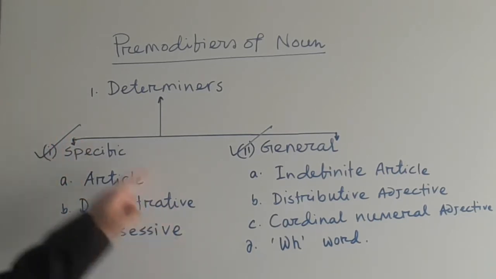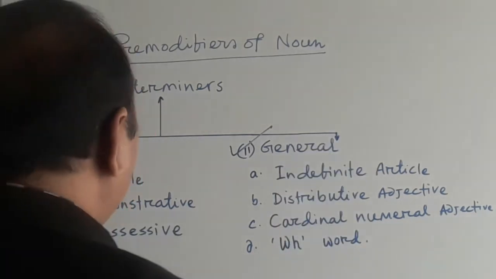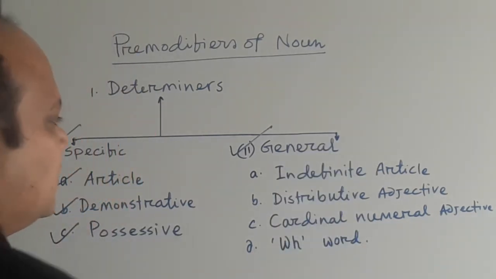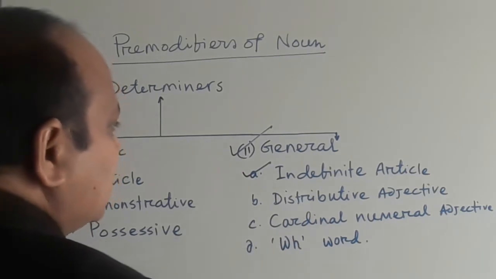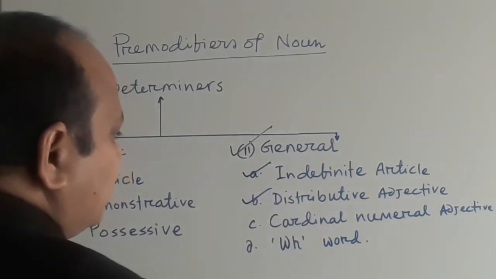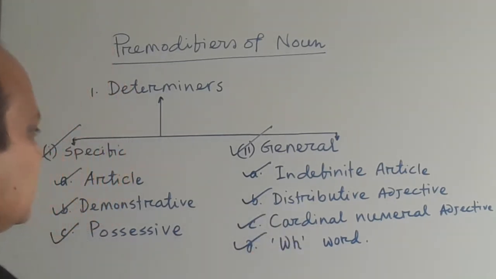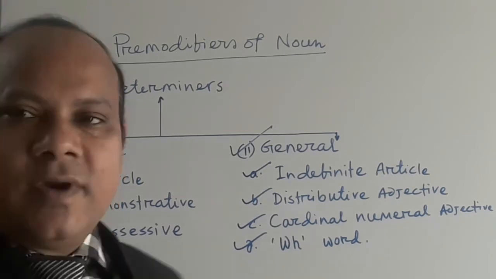In this hub, that is in specific determiner, you will see article is a specific determiner, demonstrative is a specific determiner, and possessive is a specific determiner. On the other hand, in general determiner, you will see indefinite articles are included, distributive adjective, then cardinal numeral adjective, then WH word. These are all related to pre-modifiers of noun.